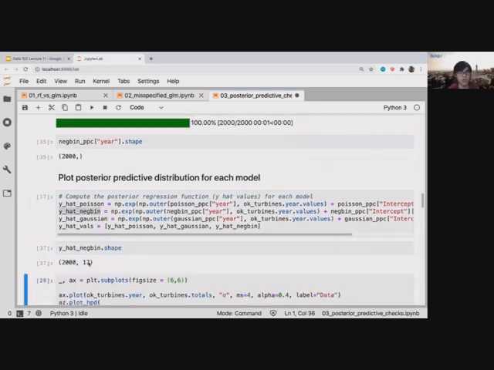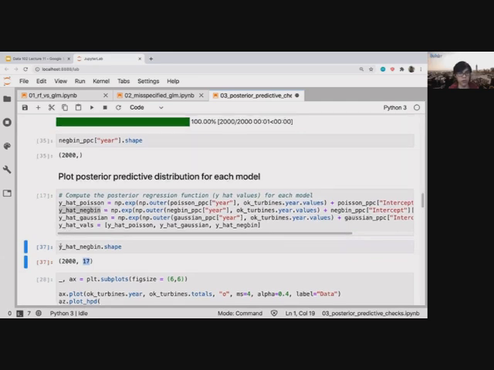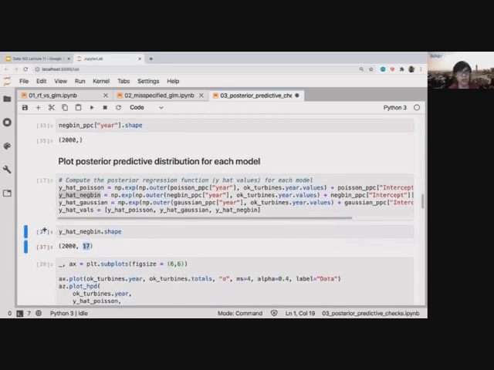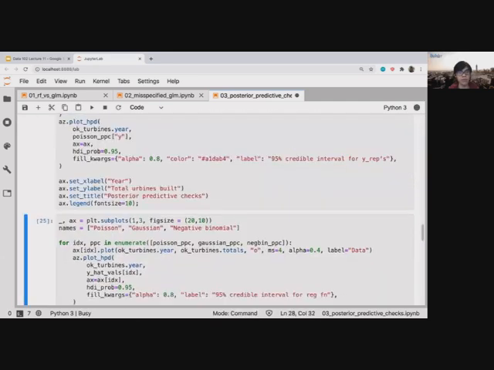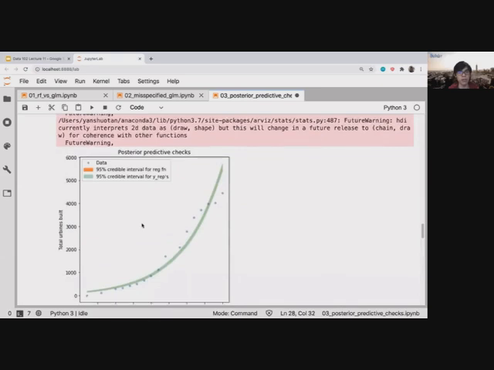Now if you take a look at this, what's the shape of this? Again, it's 2,000 times 17. This is because we have 2,000 replications, and for each replication, it gives me my regression function at the 17 values, the 17 years that we have in our data set. All right, so now let's do a plot. I run this and I get a plot.